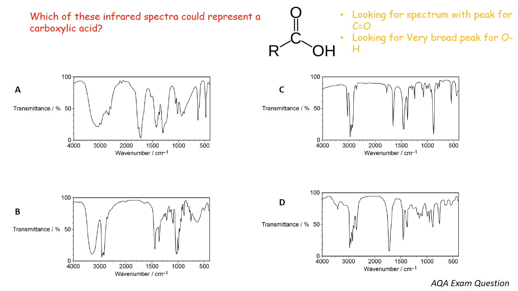So which of these spectra have got a peak around a C=O bond? That's two of them that have got a very distinct peak. We've got a little bit of one in C, but it doesn't have the same transmittance, that's why we're ruling out that one. Now we're looking for which one has a very broad peak for the OH bond, and that is only A. So in this one, A would be our carboxylic acid.